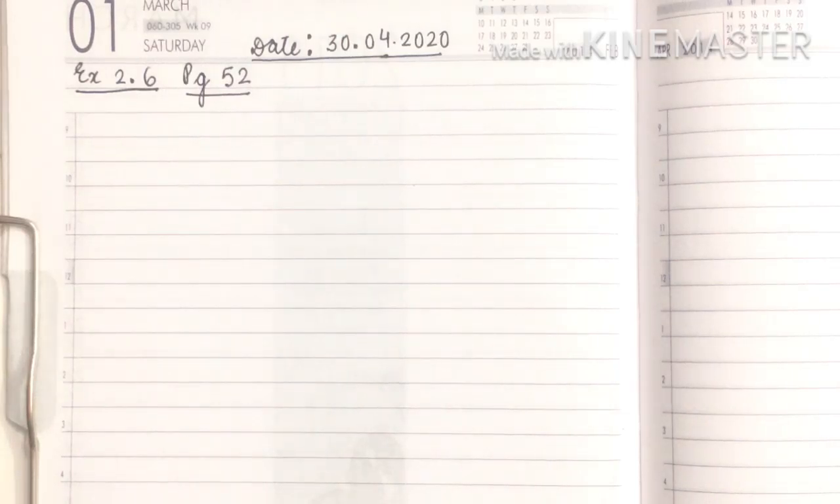Good morning, 7th standard. Now today, based on the video I shared with you yesterday in which I explained how you can multiply decimal numbers, we will be doing exercise 2.6.